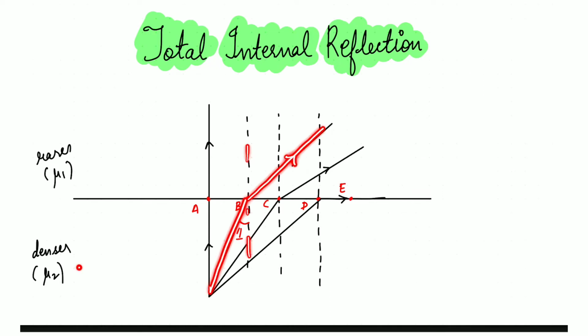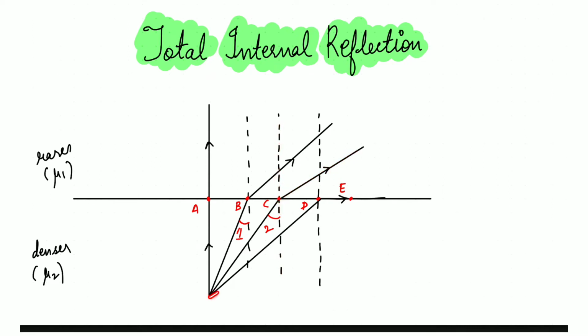Obviously we are going from denser to rarer. The light ray will bend away from the normal, right? Okay, great. Then let's say you increase that angle. So you have increased the angle at C. Let me just name that angle 2. So the moment you increase the angle, what happened? Your angle of refraction will also increase, right?